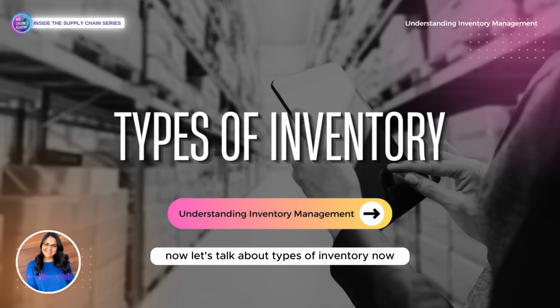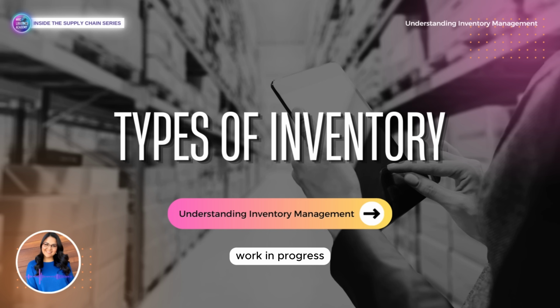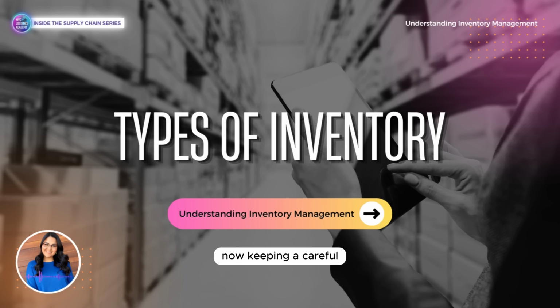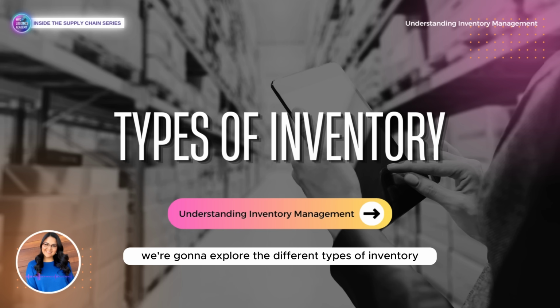Now, let's talk about types of inventory. There are various types of inventory in a supply chain. There's raw material, work in progress, and finished goods. For instance, raw materials are crucial for manufacturing. Work in progress inventory represents products in various stages of production, and finished goods are ready for delivery to customers. Keeping a careful, very structured balance of these inventory types is going to be key to a good supply chain. In this particular section, we're going to explore the different types of inventory that are present in a supply chain. And each type will serve a specific purpose in the flow of goods and materials.